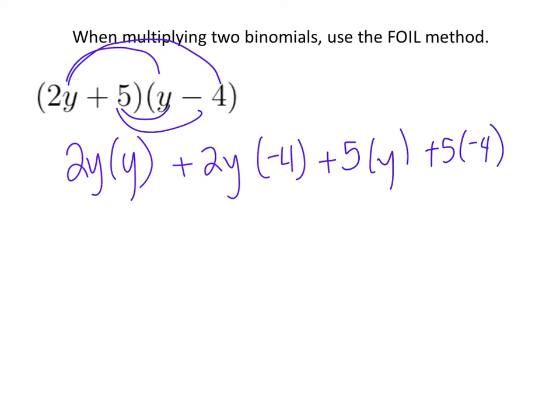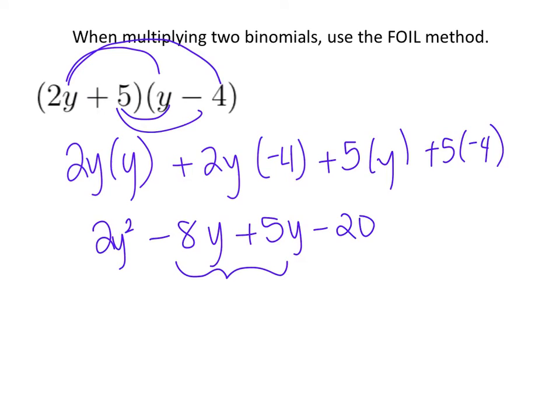Again, we'll just simplify. So we have 2y times y, we have 2y squared. 2 times negative 4, so we become negative 8 with the y, plus 5y minus 20. Combine like terms, we have these two in the middle. Negative 8 plus 5 becomes negative 3y. Then I'll just copy these other two. Minus 20.